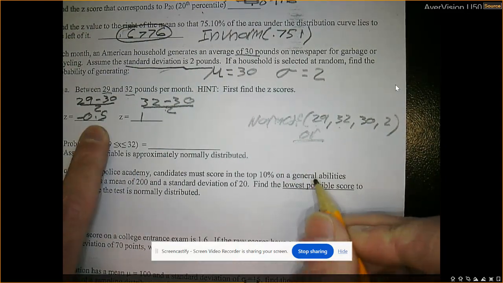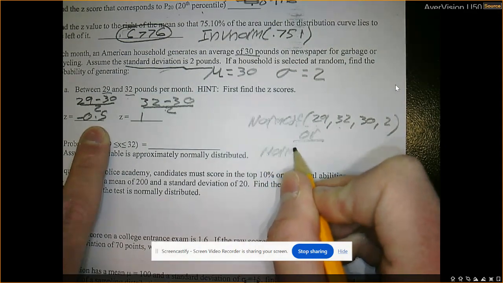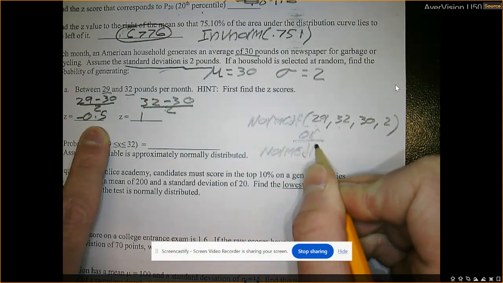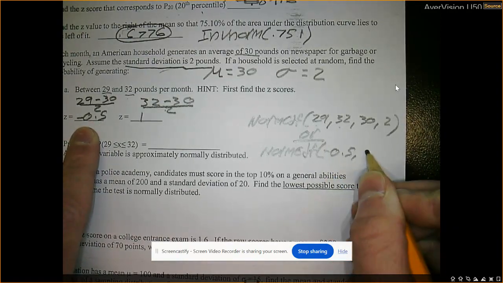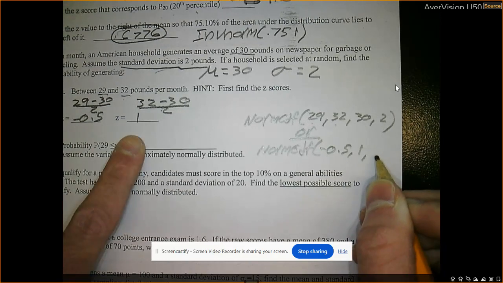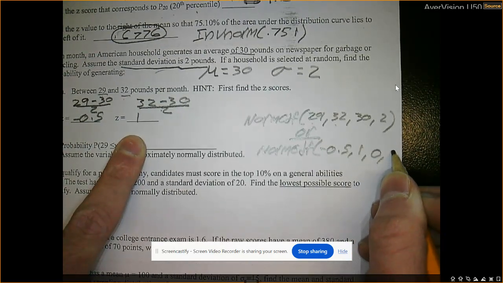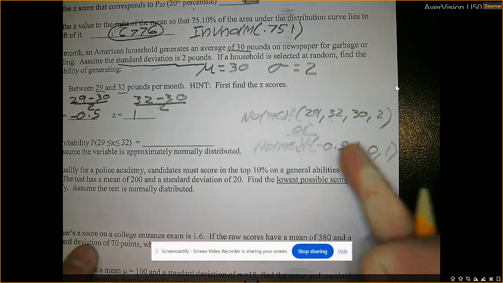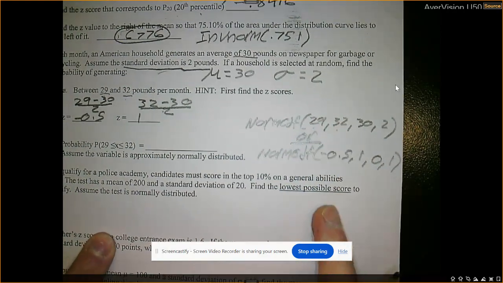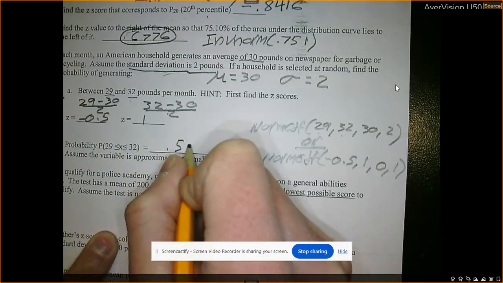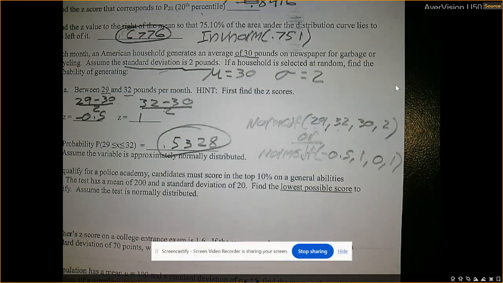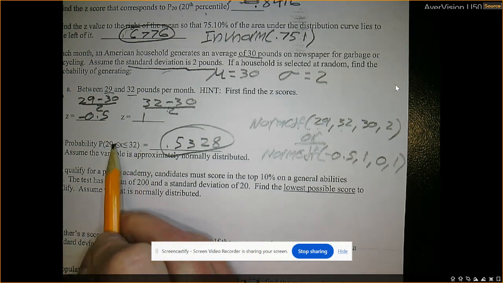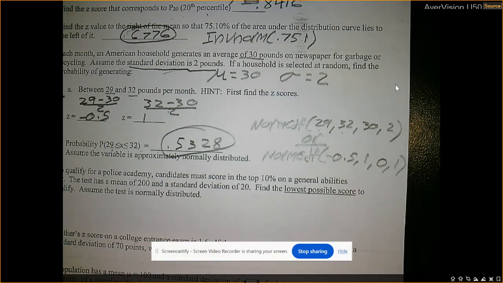Or you could say, well, we already found the z-scores, so I want to use the standard normal curve, which is going to be normalcdf, and then your lower z-score is negative 0.5, upper z-score is 1, and then since you're using the z-scores, that's where you have a mean of 0 and a standard deviation of 1. Either route, if you enter either of these in, you're going to get the same answer if you do it correctly, and that's 0.5328. So that means 53.28% fall between 29 and 32 pounds per month.